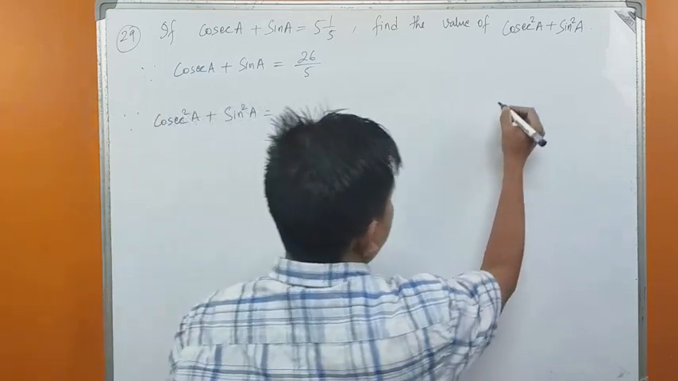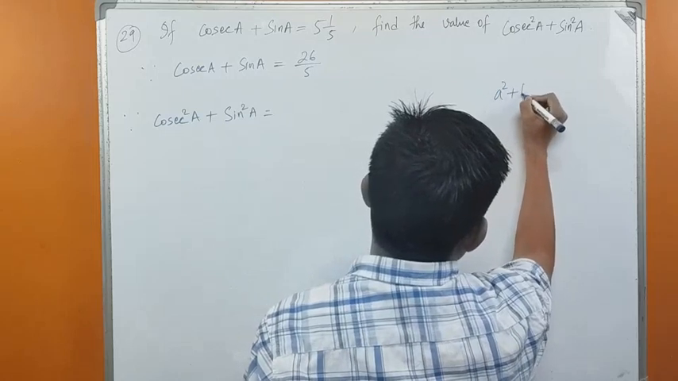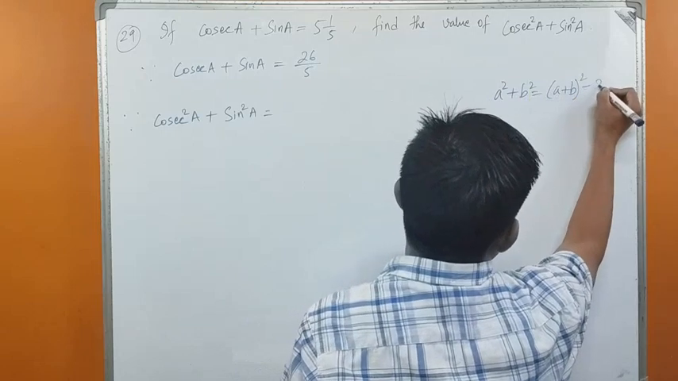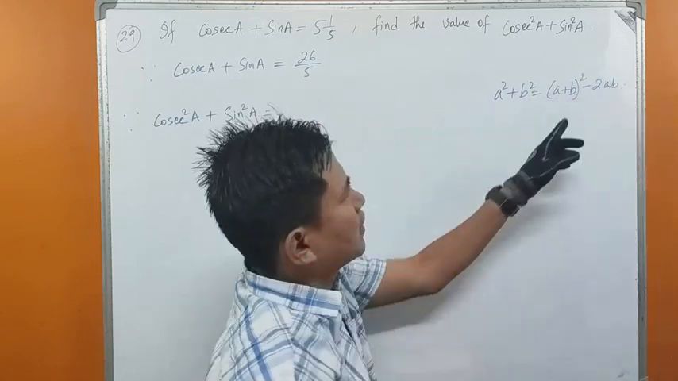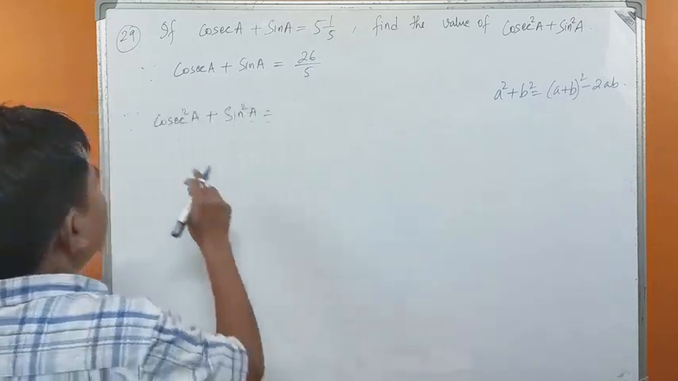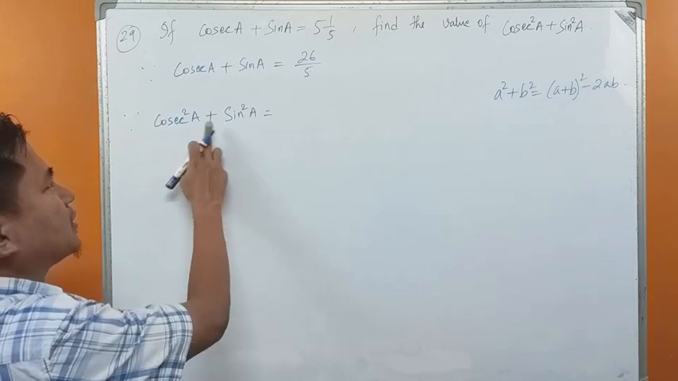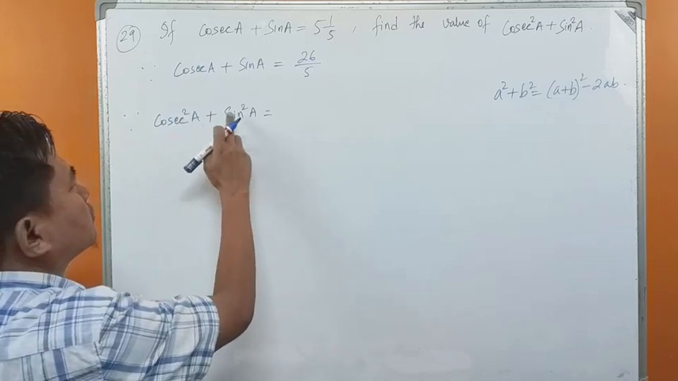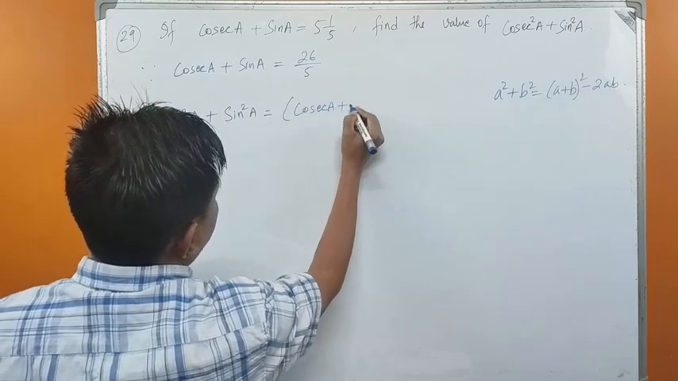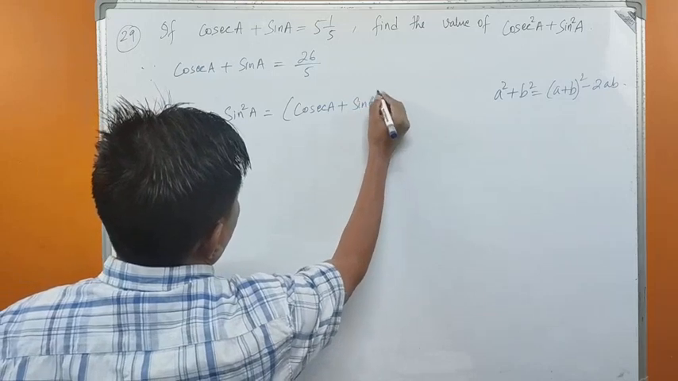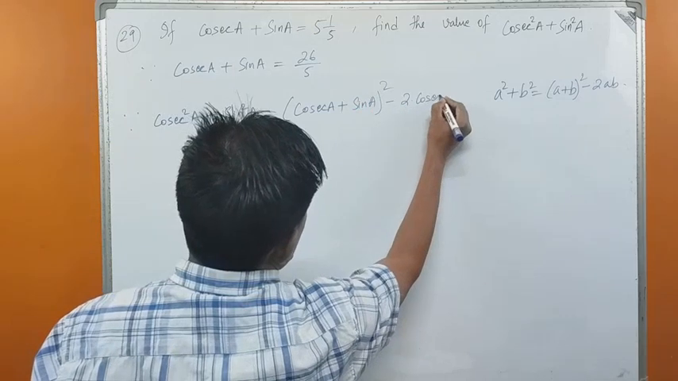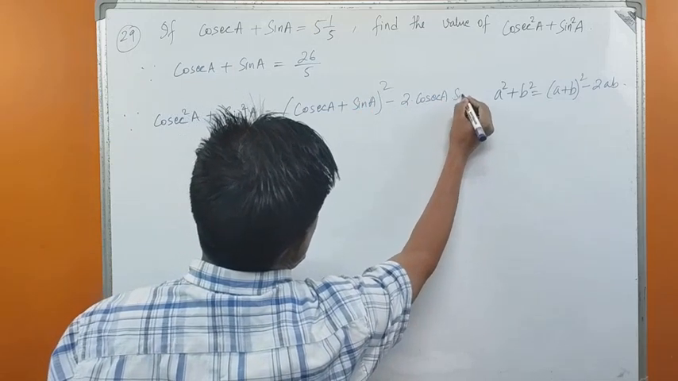So we know the formula A square plus B square. What is the formula for A square plus B square? A plus B whole square minus 2AB, isn't it? A plus B whole square minus 2AB will give us A square plus B square. Now let us assume cosec A as A, sin A as B. So A square plus B square will give us A plus B whole square minus 2AB, cosec A into sin A.